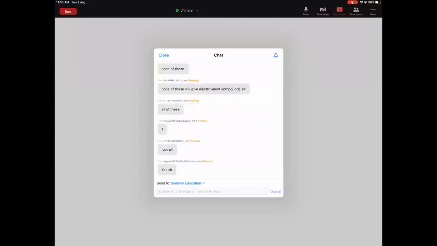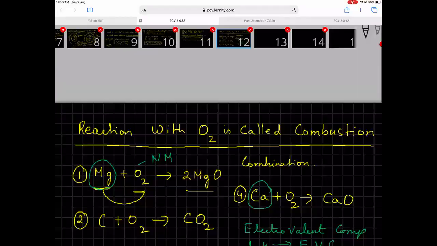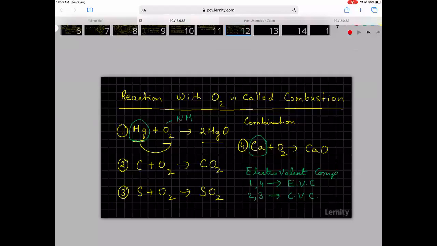Electrovalent compounds are formed when a metal reacts with a non-metal. Magnesium is a metal, calcium is a metal. So metals will react with non-metals to form electrovalent compounds. Non-metals react with non-metals to form covalent compounds. So options 2 and 3 are covalent. Options 1 and 4 are electrovalent.